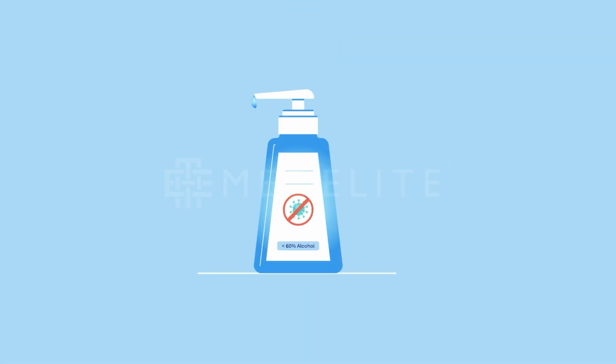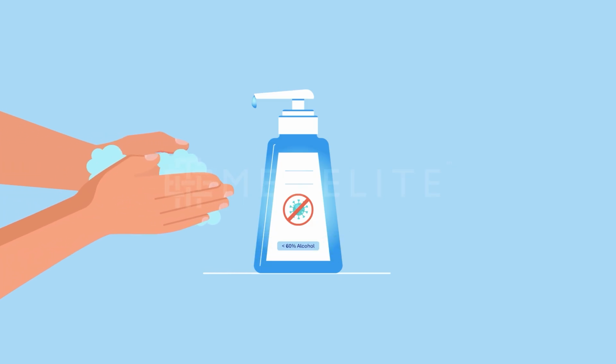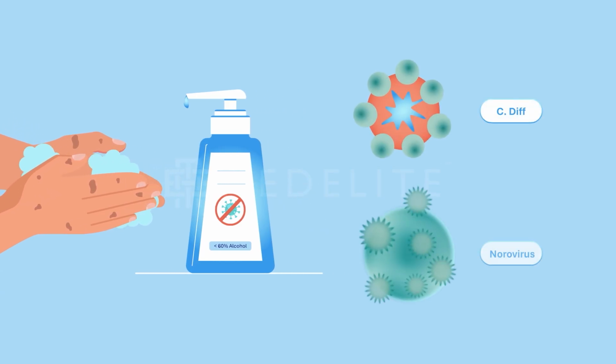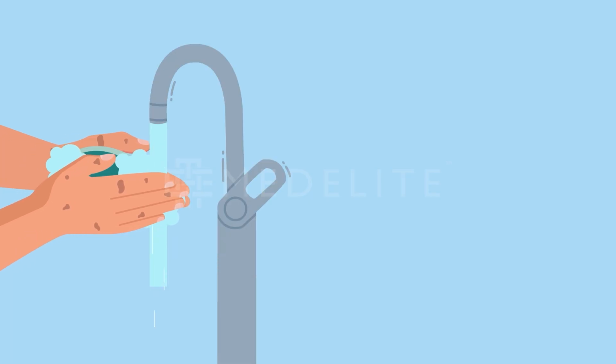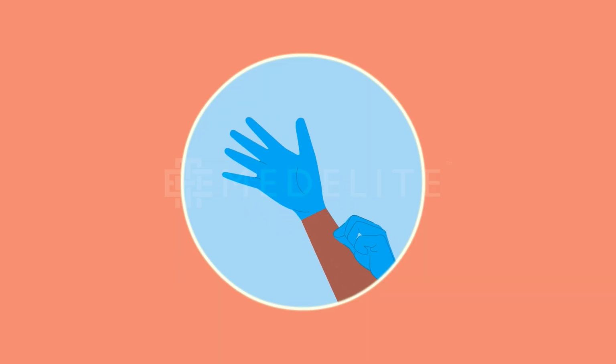To ensure cleanliness, you can use alcohol-based rubs if your hands are not visibly soiled. For visibly dirty hands or after caring for patients with C. diff or norovirus, you must wash your hands with soap and warm water thoroughly for a minimum of 20 seconds. Remember, gloves are not a substitute for proper hand hygiene.